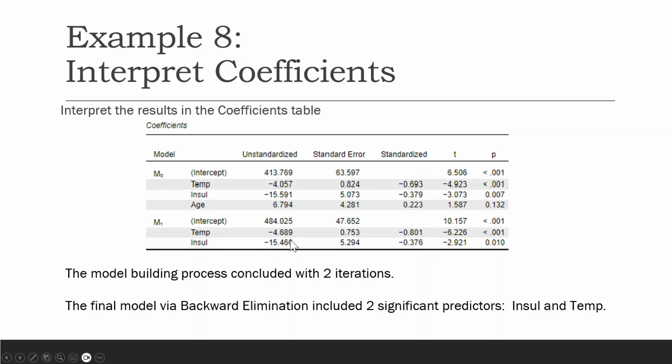If we wanted to interpret this regression coefficient for insulation, for every additional 1 inch increase in the number of inches of insulation a house has, the cost of heating will decrease by $15.47 while holding temperature constant, right? So we have to ignore temperature, but we're seeing a decrease of $15 and about 50 cents. That's the interpretation using these unstandardized coefficients.